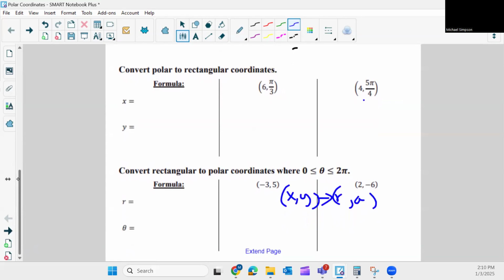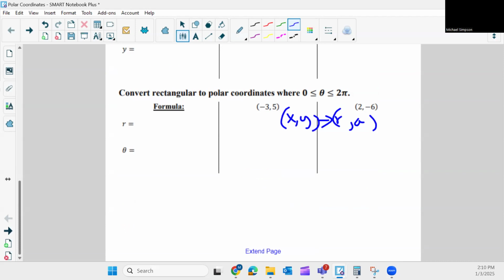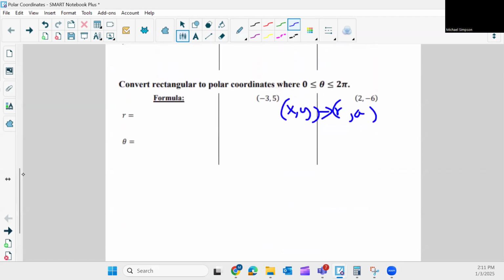Okay, all right. So here we go now. Extend this first a little bit. So we're given -3 comma 5. This is a rectangular point, okay? And this point, -3 comma 5, is over here. Let's call this -3 right here, and let's call this 5. So this point is somewhere here. And we want to find r comma theta.